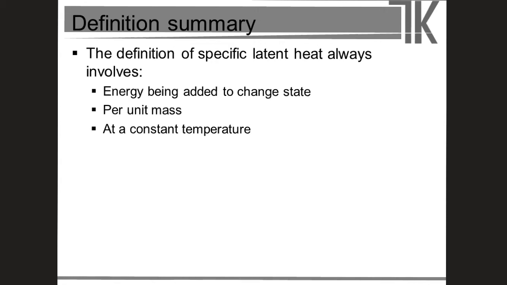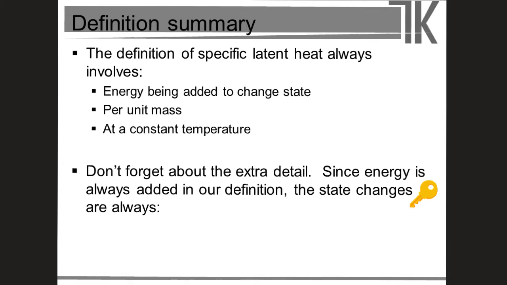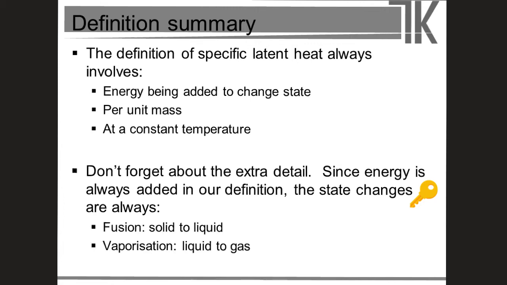And it's really important that we have all three of those bullet points in there. We then need to add in the extra detail. Your exam will never ask you to define specific latent heat. It'll always say, just define specific latent heat of fusion, or define specific latent heat of vaporization. So that should be a little key to yourself, that you need some extra detail as opposed to just the equation for specific latent heat. Since energy is always added in our definition, the state changes are always solid to liquid if we're talking about fusion, or liquid to gas if we're talking about vaporization.